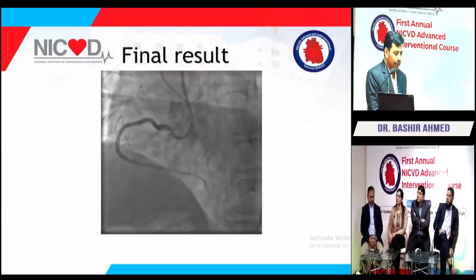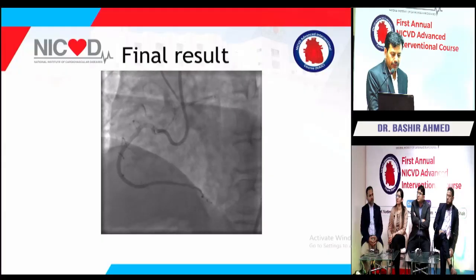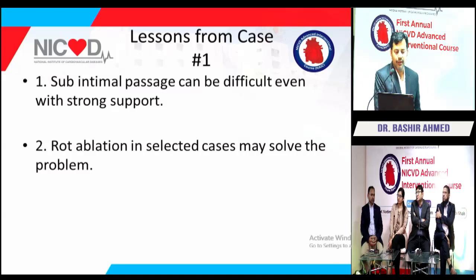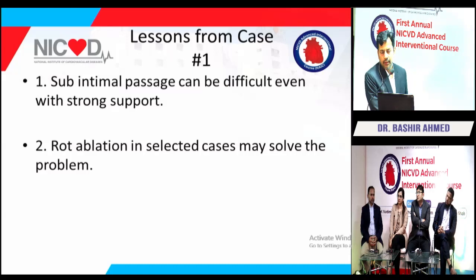So after rotational atherectomy, we put probably 2 stents here, and this is the final result of this case. Moving forward, the lesson from this case: subintimal passage can be difficult even with strong support. Sometimes you may get out of it with the help of rotablation.